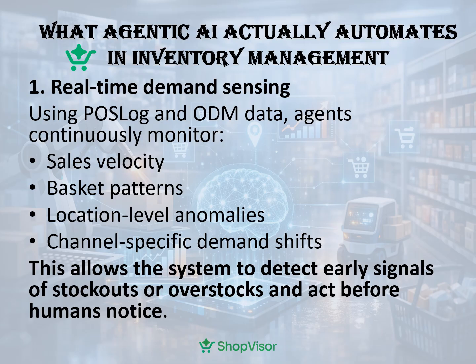Let's look at several of the steps that help Agentic AI actually automate inventory management. First, real-time demand sensing. Using POSLog and the ODM data, agents continuously monitor sales velocity, basket patterns, location-level anomalies, and channel-specific demand shifts. This allows the system to detect early signals of stockouts or overstocks and act before humans even get a chance to notice.